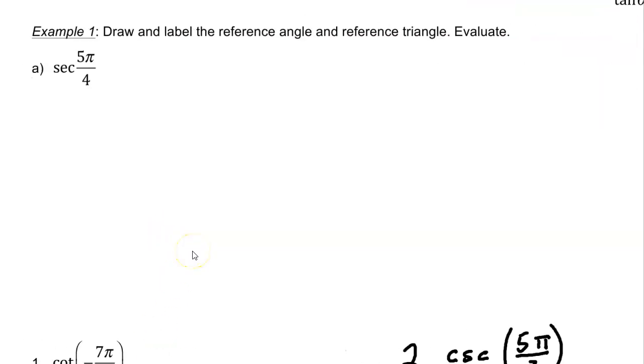So secant, it says draw and label the reference angle and reference triangle, and then evaluate: what is the secant of 5 pi over 4? All right, so what quadrant is this in? The first question is always, where are you? You say, where am I? Where is 5 pi over 4? What quadrant, and what is the reference angle? Quadrant 3, and it is a 45 degree.